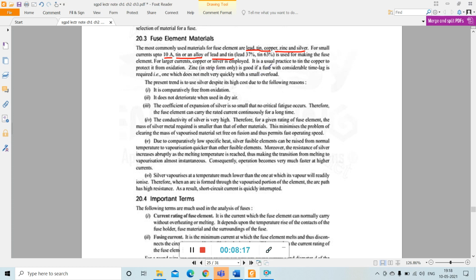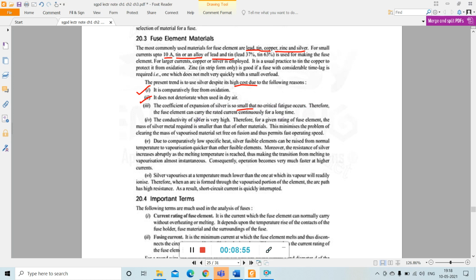Then zinc is good if a fuse with considerable time lag is required, that means one which does not melt very quickly with a small overload. Okay, so the present trend is to use silver despite its high cost due to the following reasons. See, it is comparatively free from oxidation, it does not deteriorate when used in dry air, the coefficient of expansion of silver is small, so no critical fatigue occurs. Therefore, the fuse element can carry the rated current continuously for a long time.